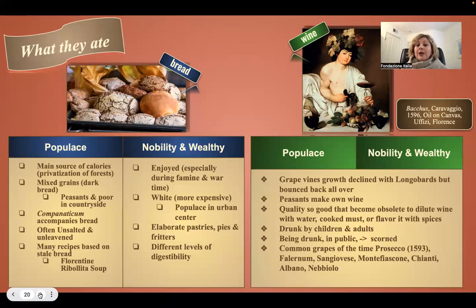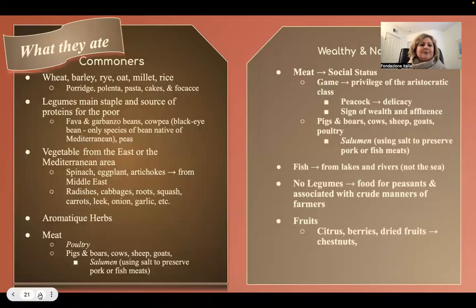Some of the common grapes, some still present today: Prosecco, Falernum, Sangiovese, Montefiascone, Chianti, Albano, Nebbiolo. And nowadays there is also an attempt to bring back some of the vines that were there during the Renaissance era that have kind of disappeared. So there is an attempt today to bring back those types of wines.